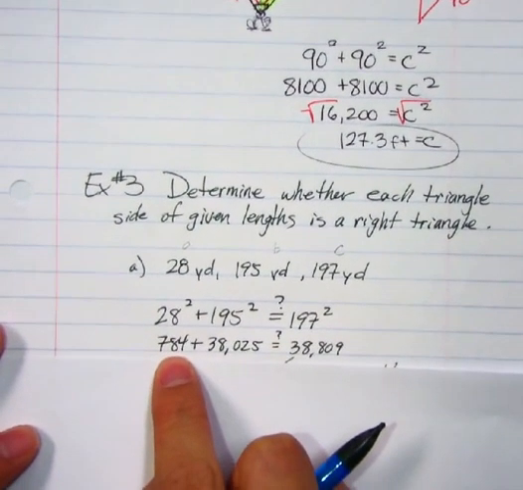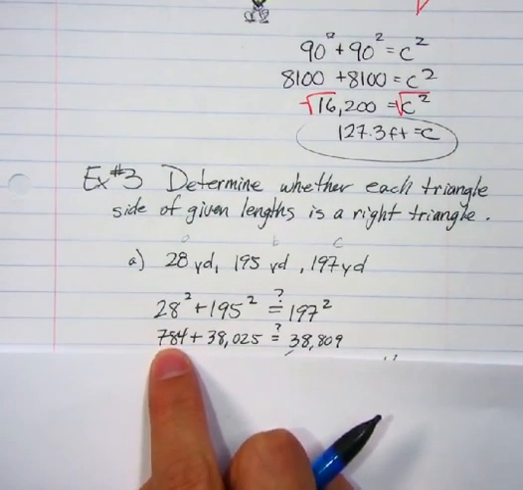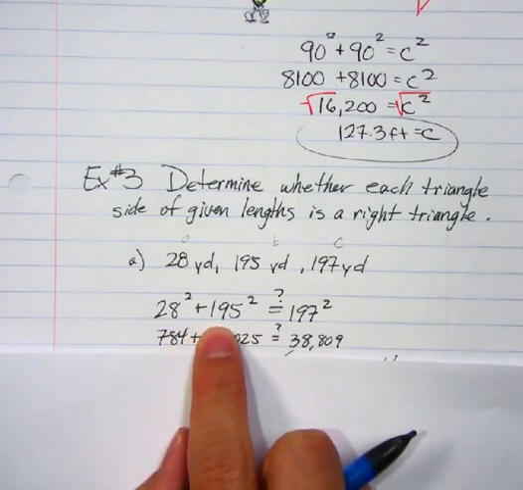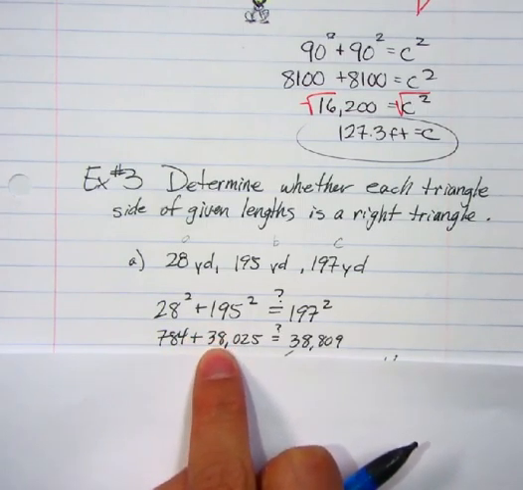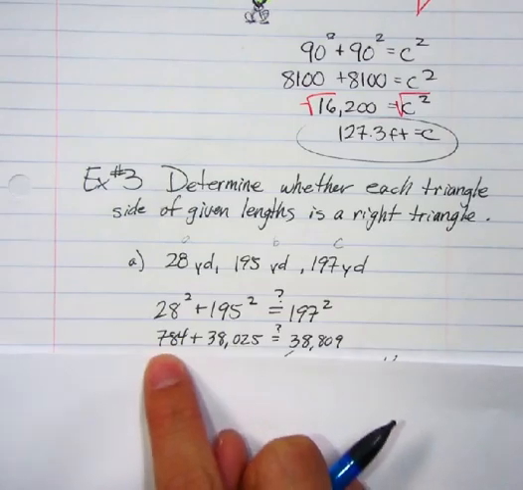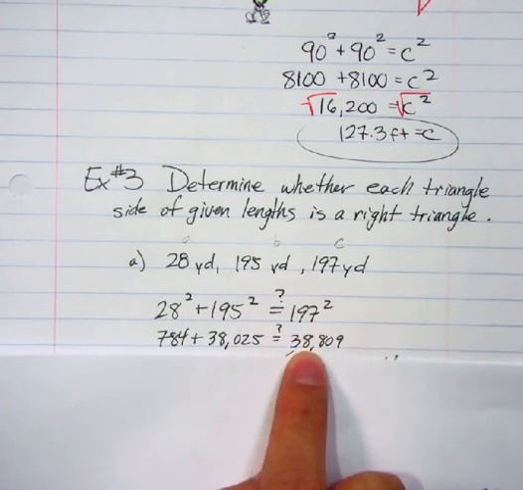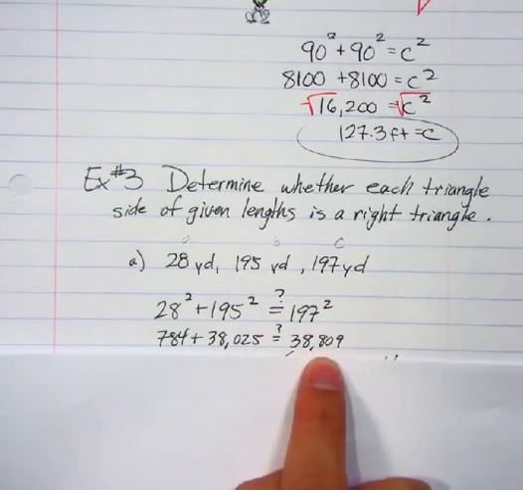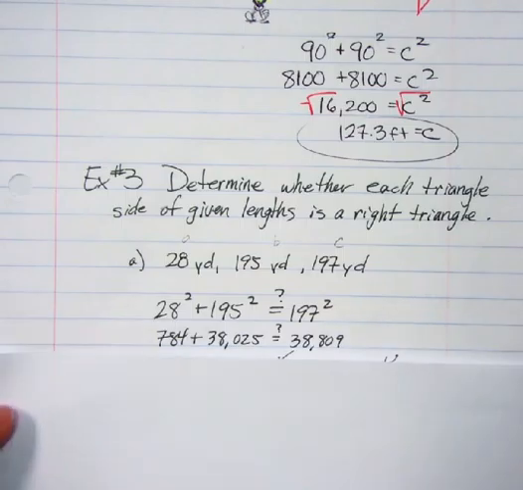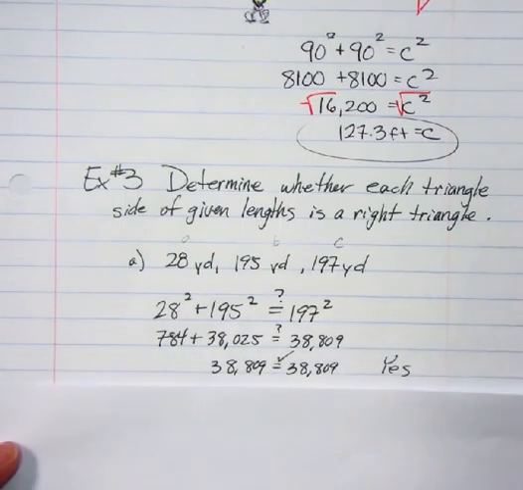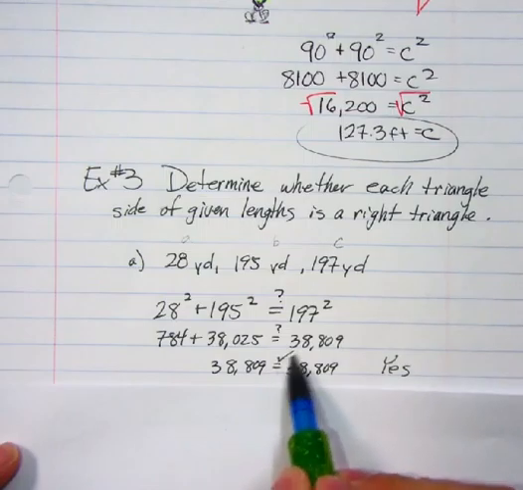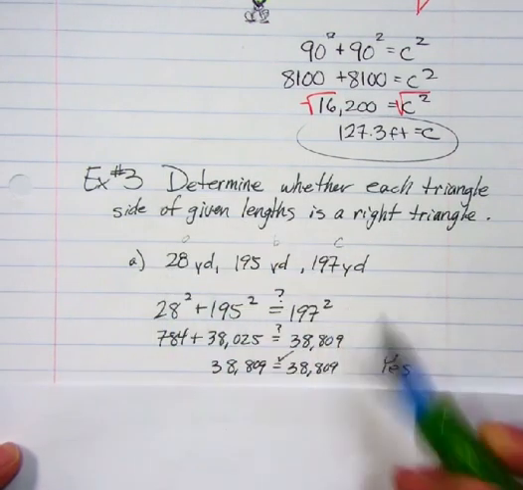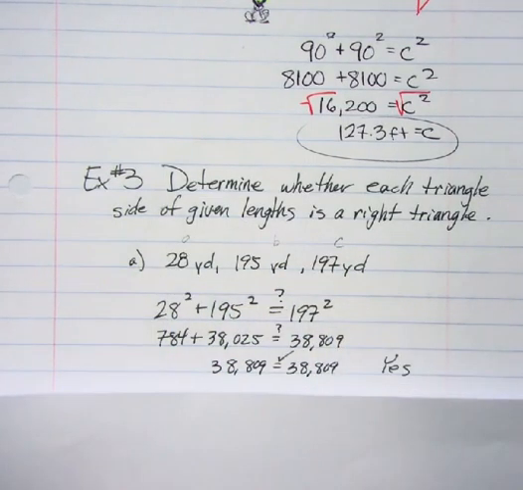So I use my calculator, and 28 times 28 is 784. 195 times itself is 38,025. If I add those two things together, does it equal 197 times 197, which is this number? And I use my calculator and I find out that yes, it does work out. So therefore, if it works out, check mark, I know that these are the measurements of a perfect right triangle.